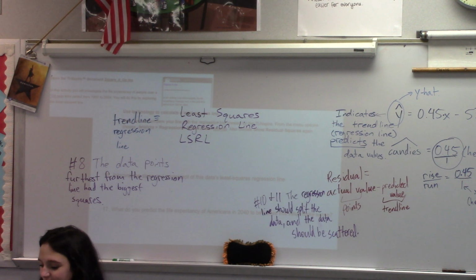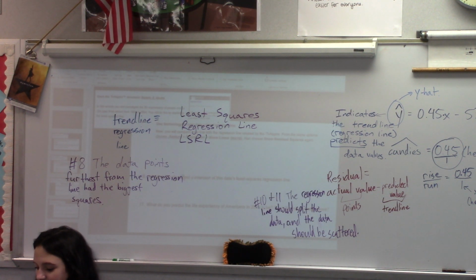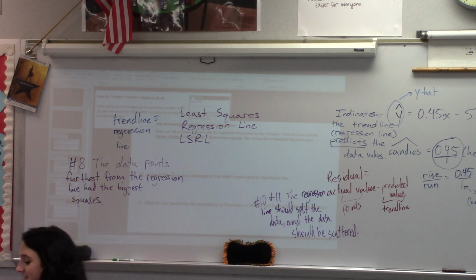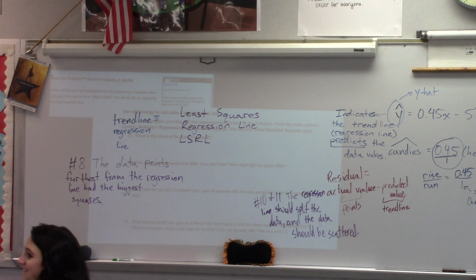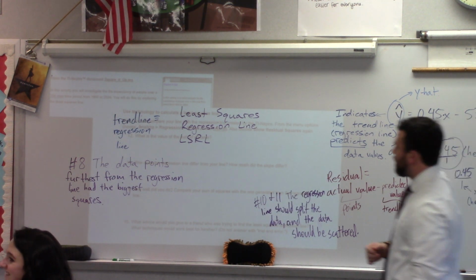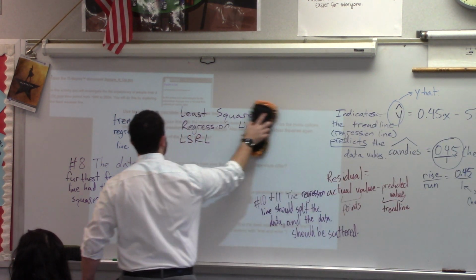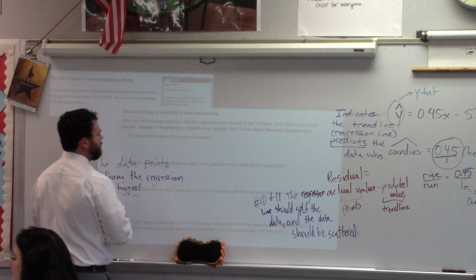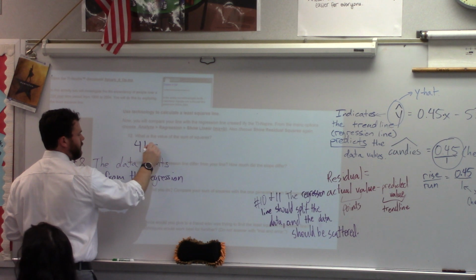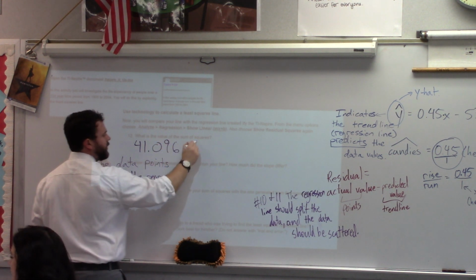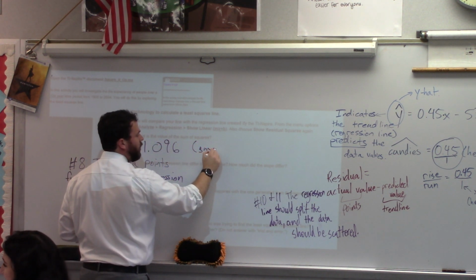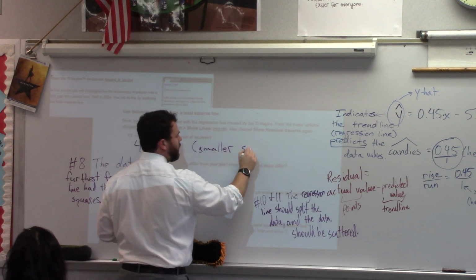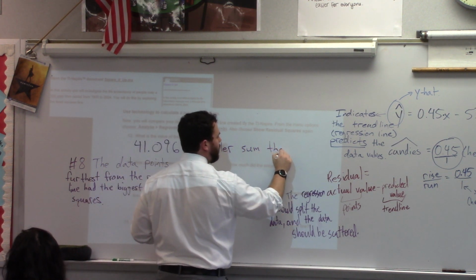Alright, so we need to take a couple of quick notes before we have an exit slip. So, number 12, what is the value of the sum of squares when we have that least squares regression line? 41.09. And so we want to know that, hey, that is a smaller sum than anything before.